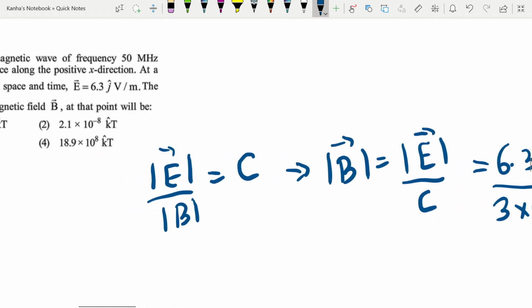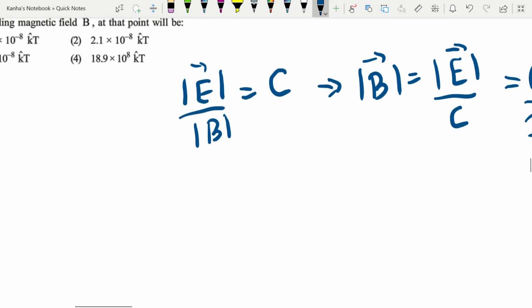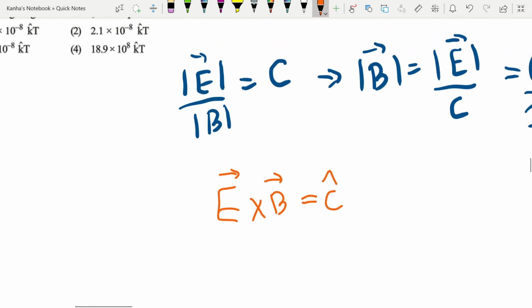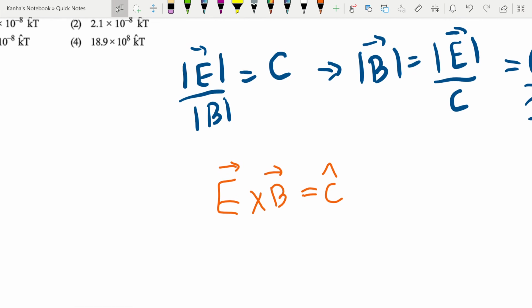Now the next thing that you should remember is, and write this in another ink, that E crossed with B is in the direction of your velocity, the direction of propagation. Now because it is given that the EM wave is traveling along the positive x direction, I can write that my E cross B is equal to i cap.